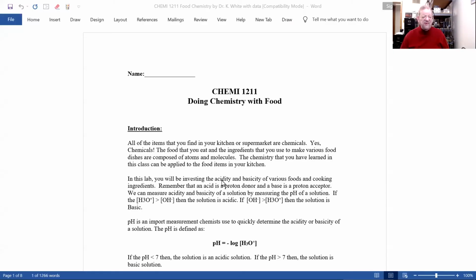And in this lab, you'll be investigating the acidity and basicity, meaning is something an acid or base, of various foods and cooking ingredients. Remember, an acid is a proton donor, a base is a proton acceptor. Now, how do we determine this? We measure the pH, which I'll talk more about on Monday, but I'll do a little now too.